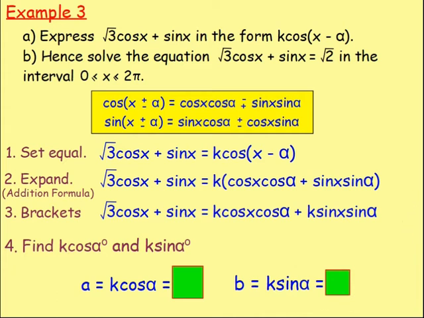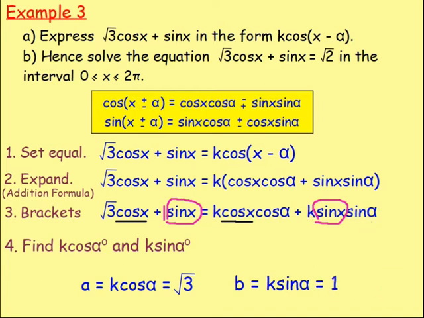From there you need to find the values of k cos alpha and k sin alpha. So do that the same way, take the coefficient of cos x and the coefficient of cos x here. On the left hand side we've got root 3, on the right hand side we've got k cos alpha, so we know then that k cos alpha is equal to root 3. Do the same thing with sin x. Coefficient of sin x here is k sin alpha. Coefficient of sin x here, how many have we got? 1! Good, so it's going to be 1. So your k sin alpha must be equal to 1.